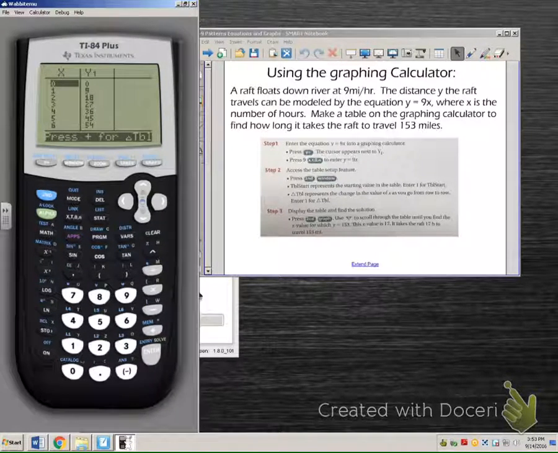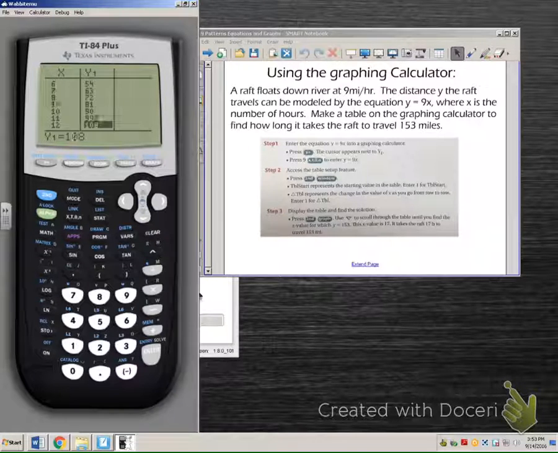So it tells me that when x is 0, y is 0. Remember, x is the number of hours. So if I've traveled for 1 hour, then I know I've traveled a total of 9 miles. If I've went for 2 hours, I've traveled 18 miles. If I traveled 3 hours, I've went a total of 27. So we want to know, when will I reach 153 miles?